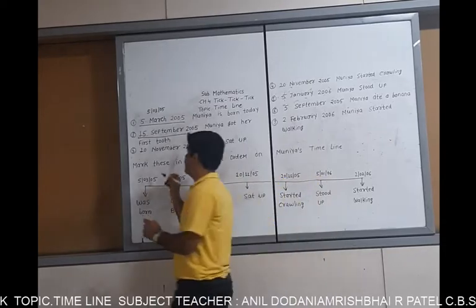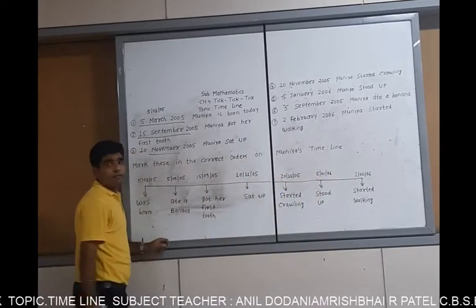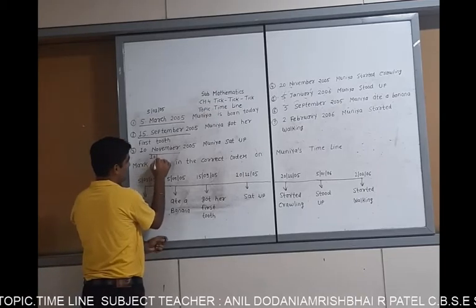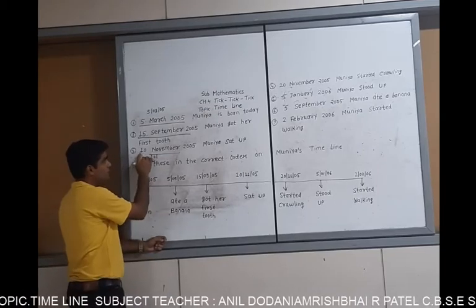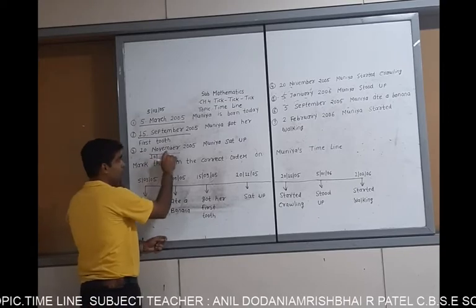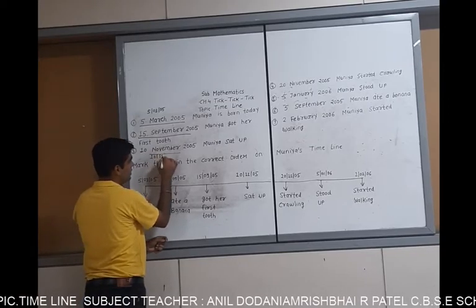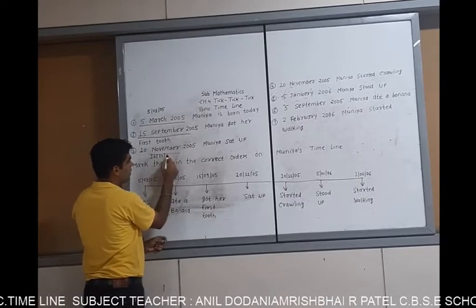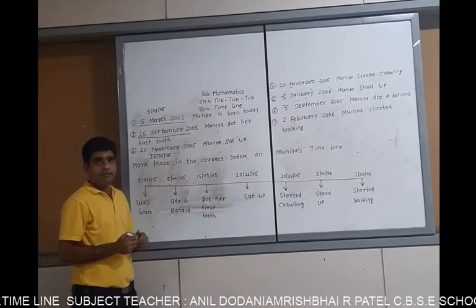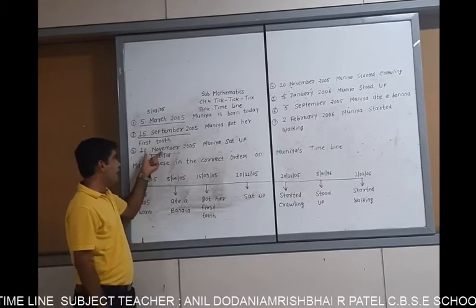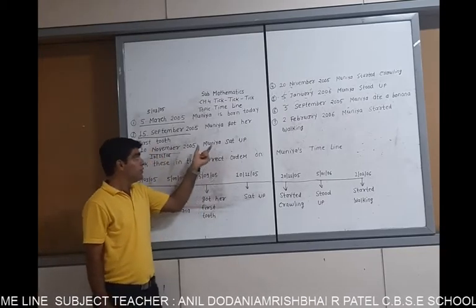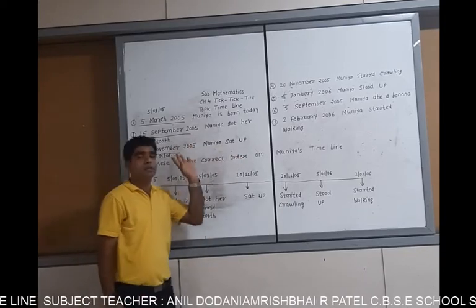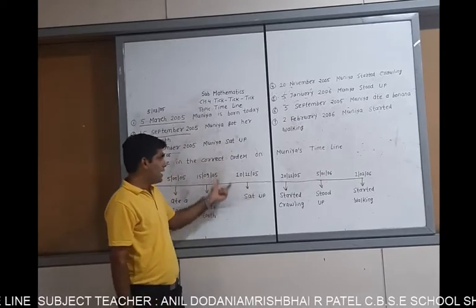It means that here will be November. November month is what? This is our 11th month. We have to write down the 10. Here the date is 10, and here will be November month, so we have to use the 11. And this is our 2005, so we have to write down the 05. Now that day, this is our 10 November 2005, Munia sat up. This is our story of Munia. This is our Munia timeline.